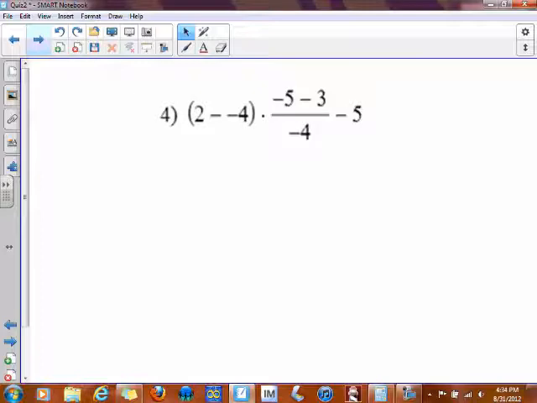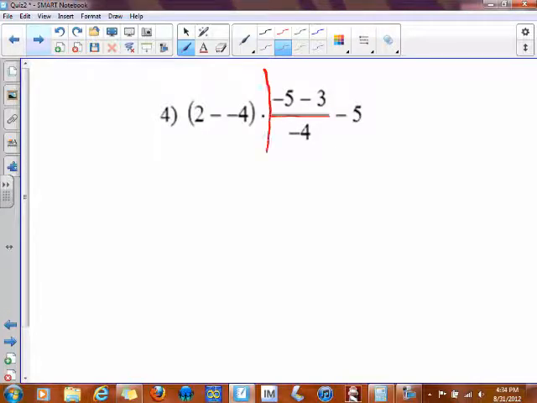If you listen to me, you know that I say if you have a rational expression, you can go ahead and do the top first. Let's just look at this rational expression right here: negative 5 minus 3, divided by negative 4. If you take negative 5, right?